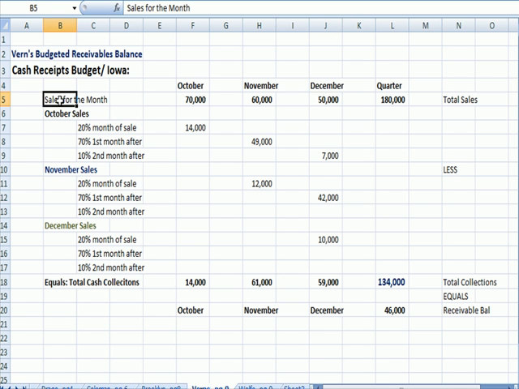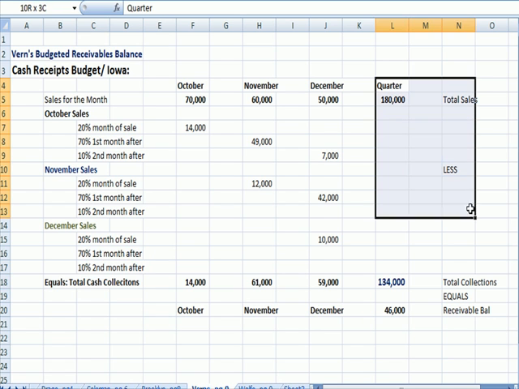December sales, 50,000. 20% of those December sales collected in December. 1 month after December is January, not part of our analysis. 2 months after December is February, not part of our analysis.